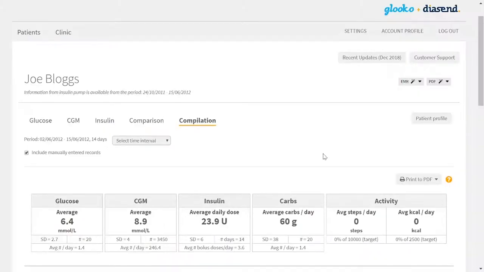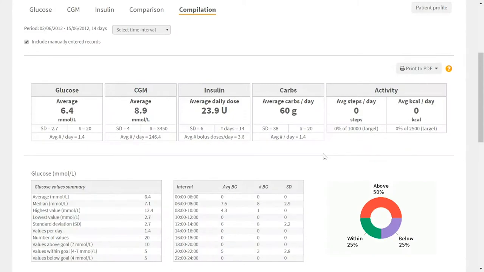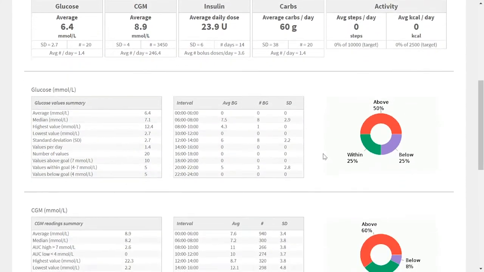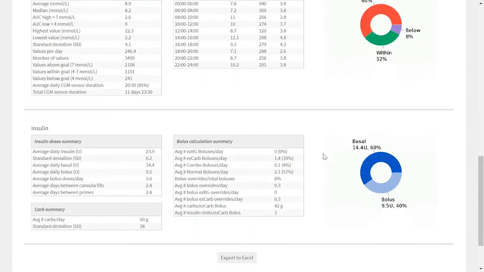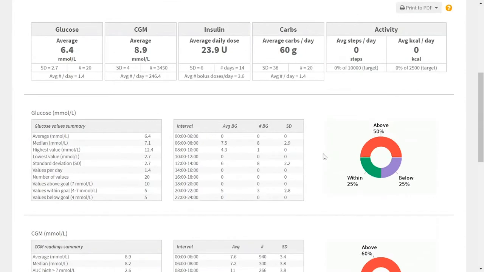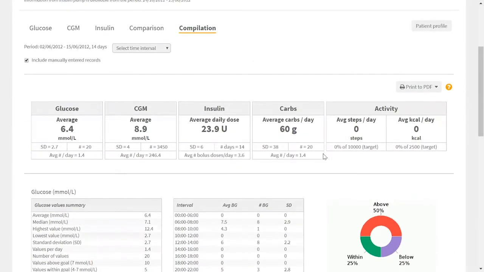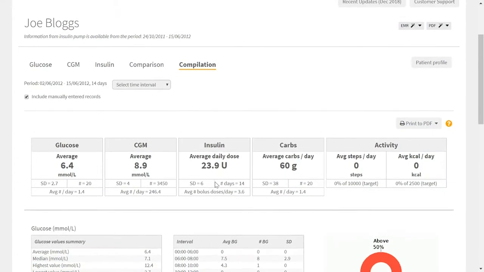The Compilation tab is a fantastic summary tab within diasend that will take you through all the key metrics around different areas of a patient's diabetes, whether it be their blood glucose, their CGM values, or even values associated with their insulin pump. And we even store carb information, which can be incredibly useful during a consultation. Starting at the top, I'll take you through all of the information that we have here.